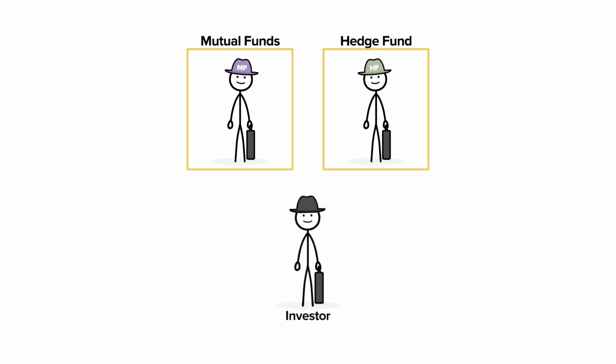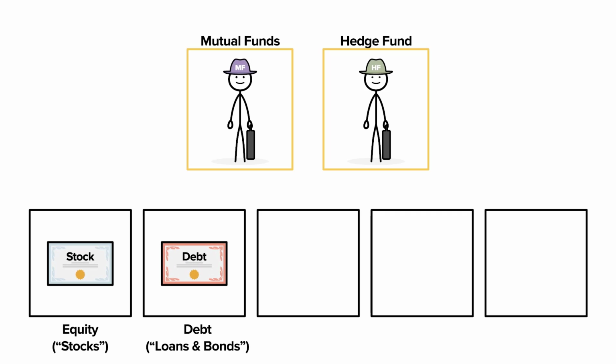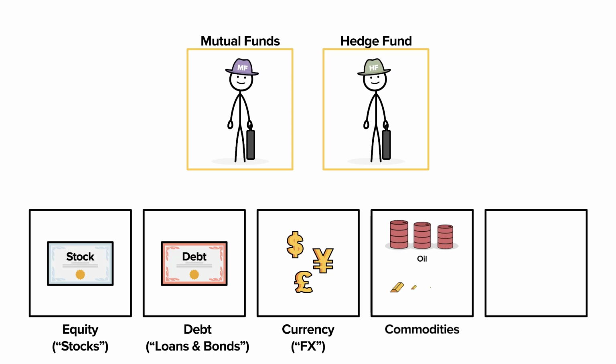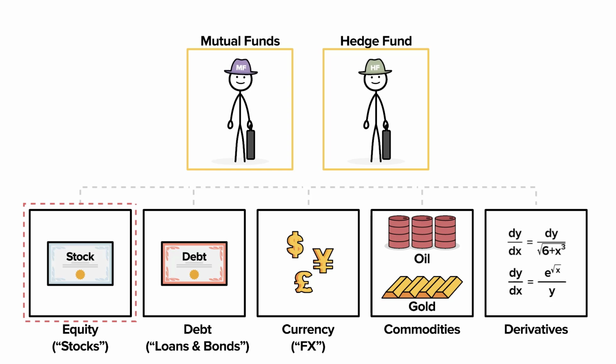Quick recap from the intro video. These funds both take in money from investors, with an aim of investing the money to generate profits over time. Let's now discuss what these funds invest in. Both of these investors can invest in a variety of securities ranging from units of ownership in a company, also known as equities or stocks, pieces of debt, also called loans and bonds, currencies, or FX, commodities, like oil or gold, and complex securities linked to the price movements of all of these items, called derivatives. We're going to keep this simple and focus on equity funds for now.